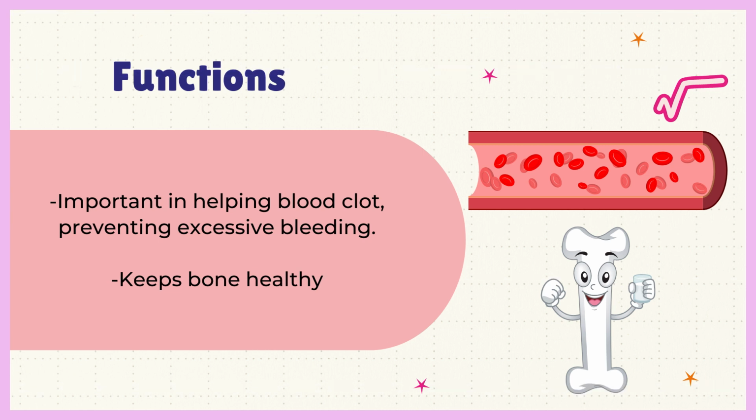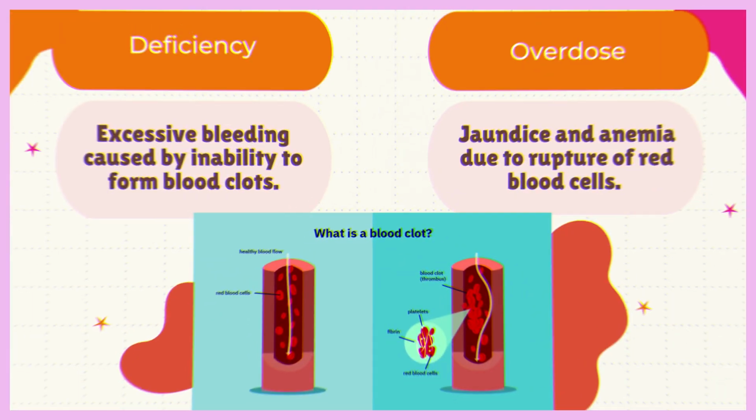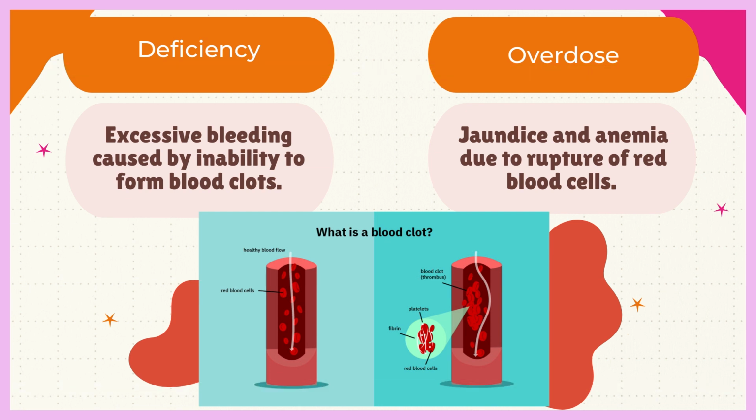Vitamin K is important in helping blood clot, preventing excessive bleeding, and keeping bones healthy. Lack of vitamin K will lead to excessive bleeding caused by inability to form blood clots. Meanwhile, an overdose can cause jaundice and anemia due to the rupture of red blood cells.